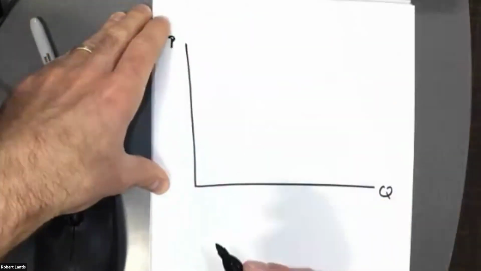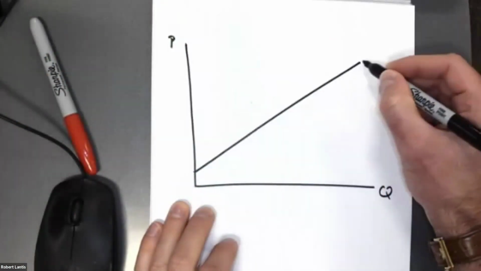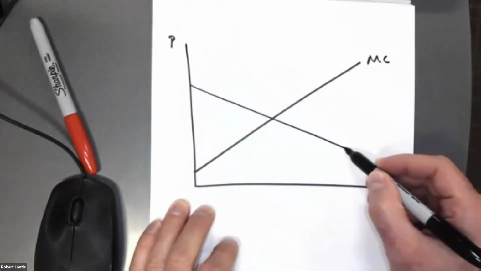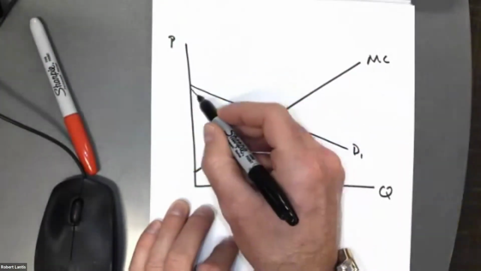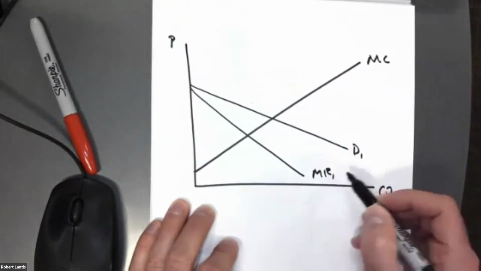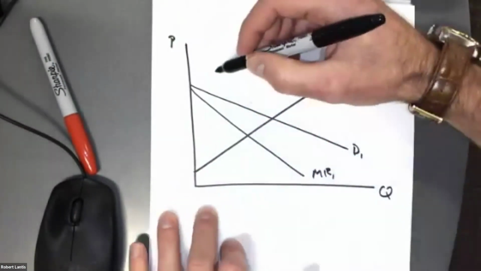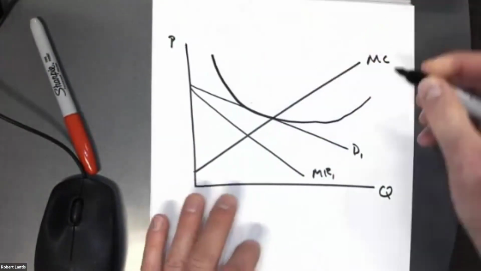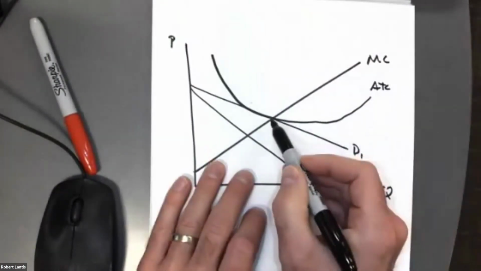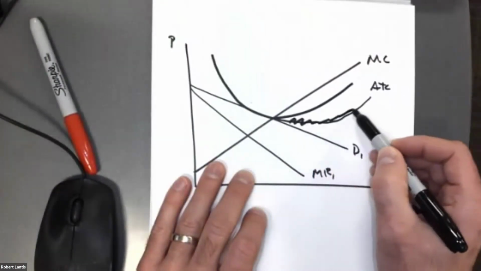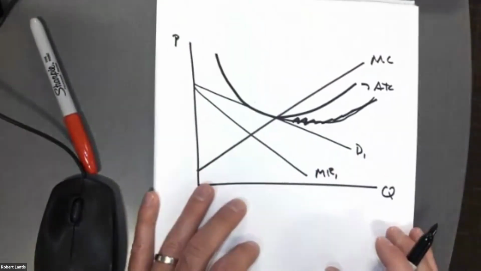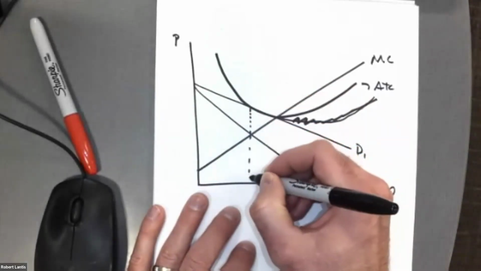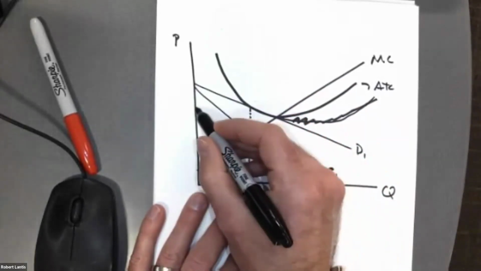So let's assume I've got a firm. Here's their marginal cost, here's the demand curve that they face, and here's their twice-as-steep marginal revenue curve. I'm going to try to draw this out. Here's their average total cost, which was supposed to be at its minimum point. Okay, so I've got my average total cost. They choose where marginal revenue is equal to marginal cost.